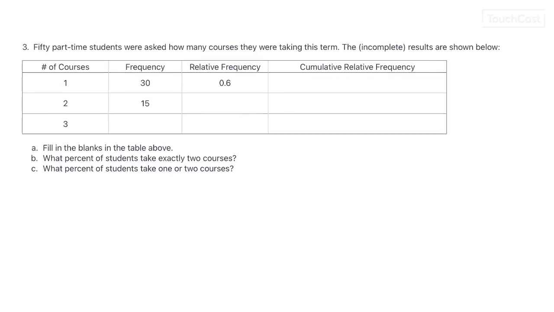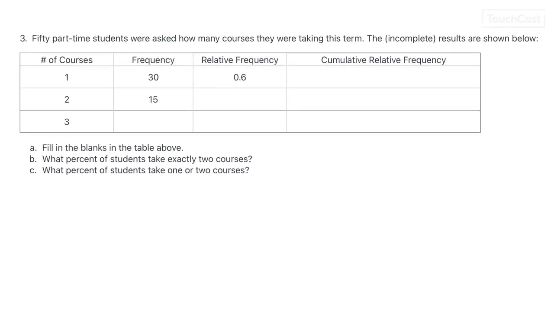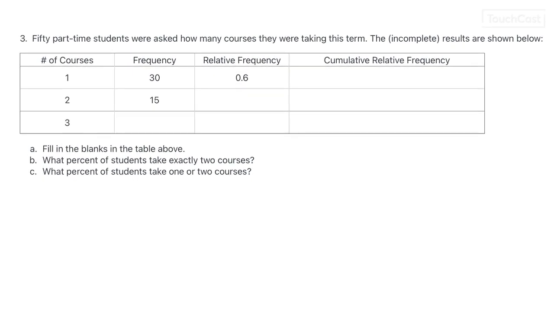So I'm actually going to try to make this a little bigger, so that we have a little bit more room here. So you can see that everything has a blank in it. So we'll start at the first column here, the frequency column. So here we are at frequency. We know, based on the intro here, that there are 50 part-time students.